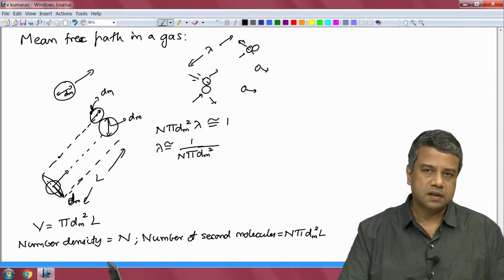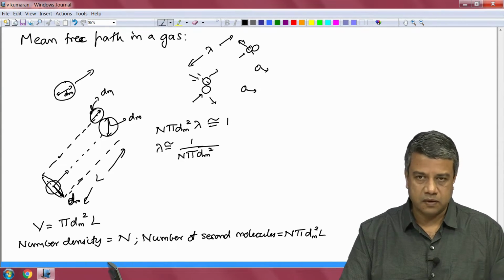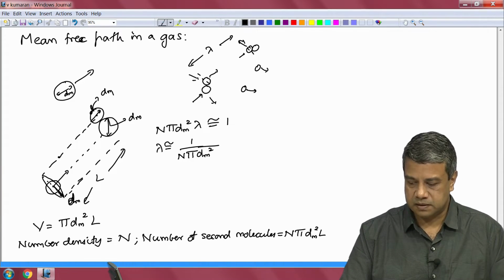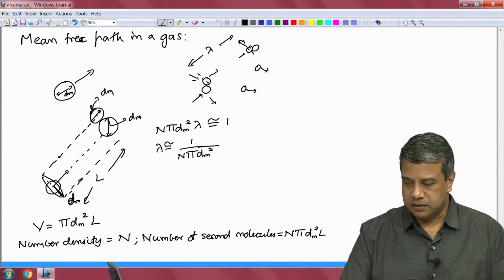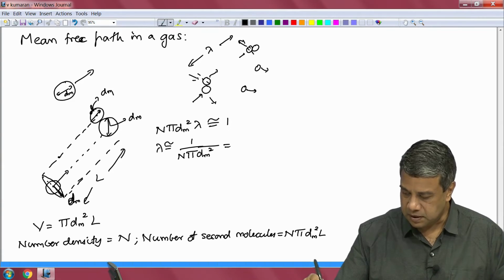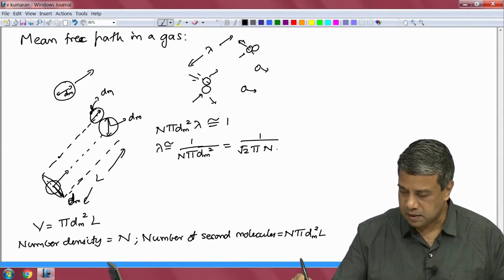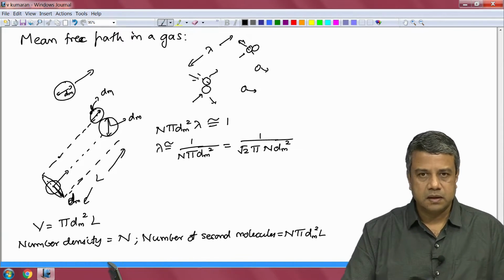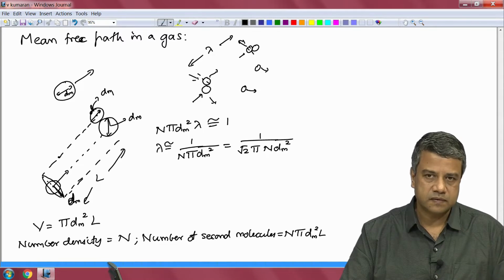You can easily verify that the right side has dimensions of length. n is number per unit volume and d square is length square, so the right hand side will have dimensions of length. So, this is an approximate expression. You can do a more exact calculation in kinetic theory of gases, which I will not go into, and the exact expression is 1 by root 2 pi n times the molecular diameter square. So, that is the estimate of the mean free path, the distance between collisions of a molecule.